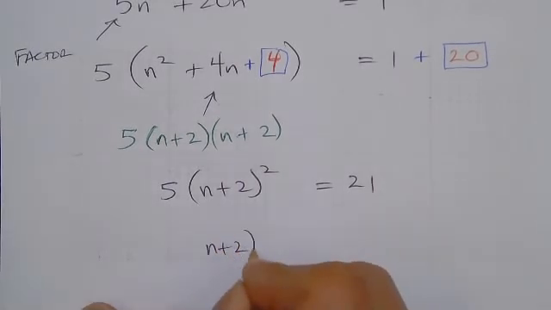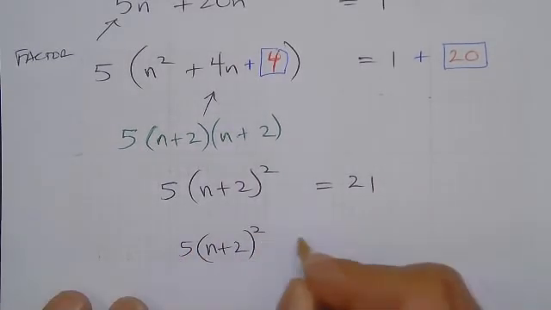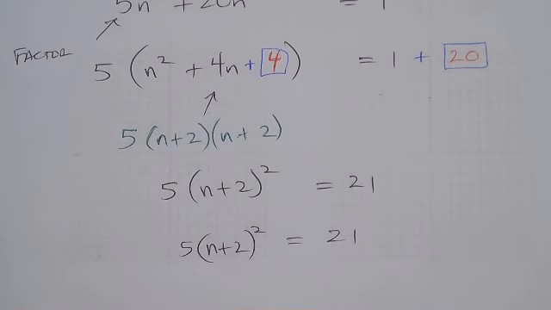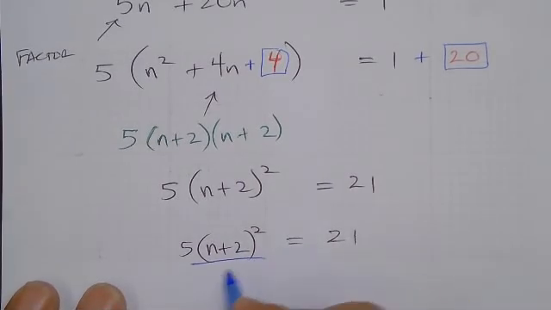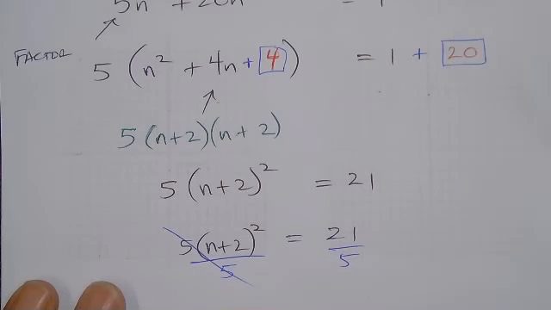Ugh. No. That's going to be what? (n plus 2) squared divided... You got to divide by 5, huh? Divide by 5? Yeah.